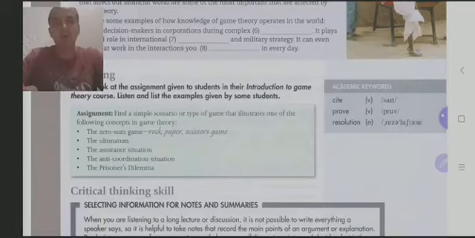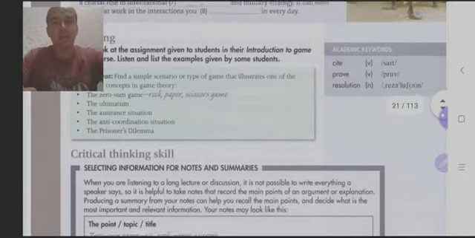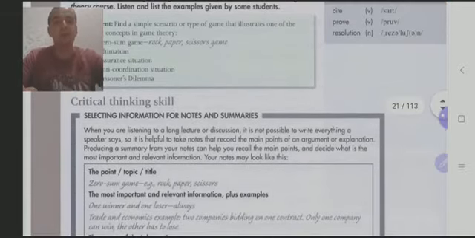Watch this video, listen to the recording, and go back to the video again after you finish. Now, selecting information for notes and summaries.